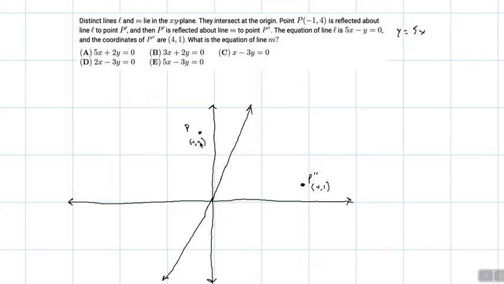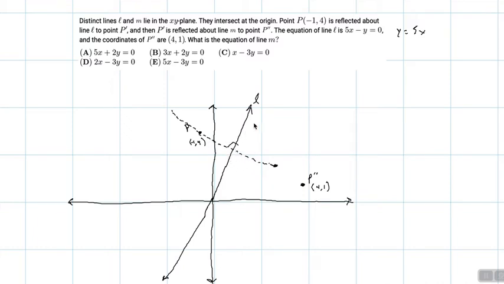Okay, so to find P prime, P prime has to be on the line that's perpendicular to line L. So again, this is line L, and the line goes through -1, 4. So that perpendicular line is going to be like that. So it'll be somewhere there, and we need to find that point.